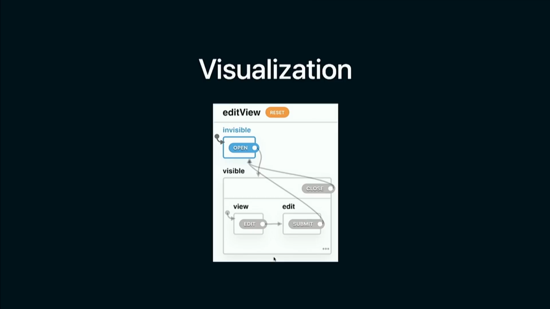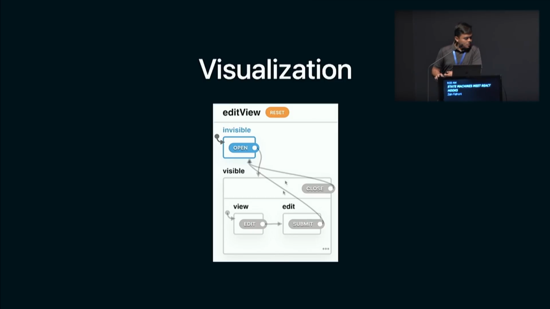Then it looks like this when we visualize it. So this invisible and visible thing is the same thing that we have previously. But then we have two new states inside the visible state.